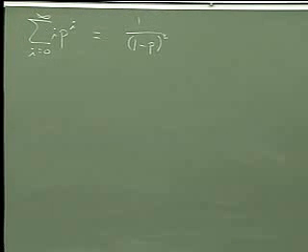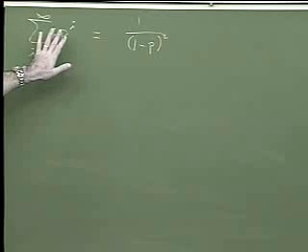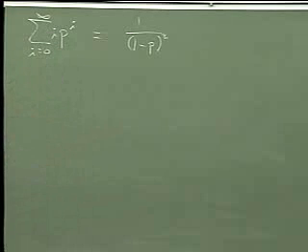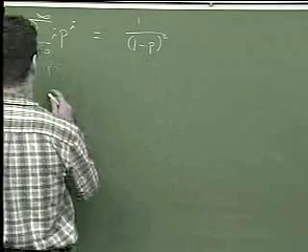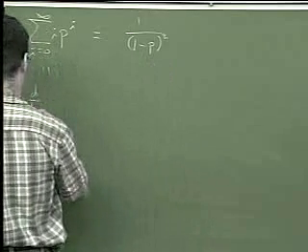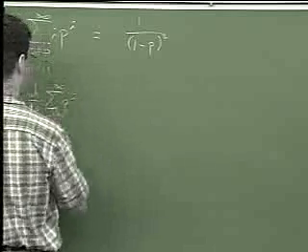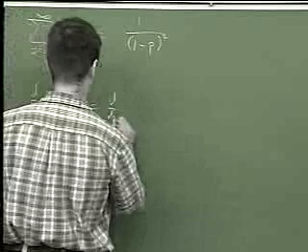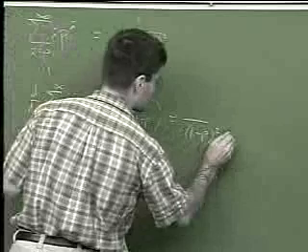Well, another way to see it is you take the derivative of this, you get this. The derivative with respect to p of this term equals this term, right? And so obviously the derivative of the left-hand side has to equal the derivative of the right-hand side. Okay, so this equals p times d/dp of the sum of p to the i. Therefore it has to equal d/dp of 1 over 1 minus p, which, if you remember how to do calculus, is 1 over 1 minus p squared.